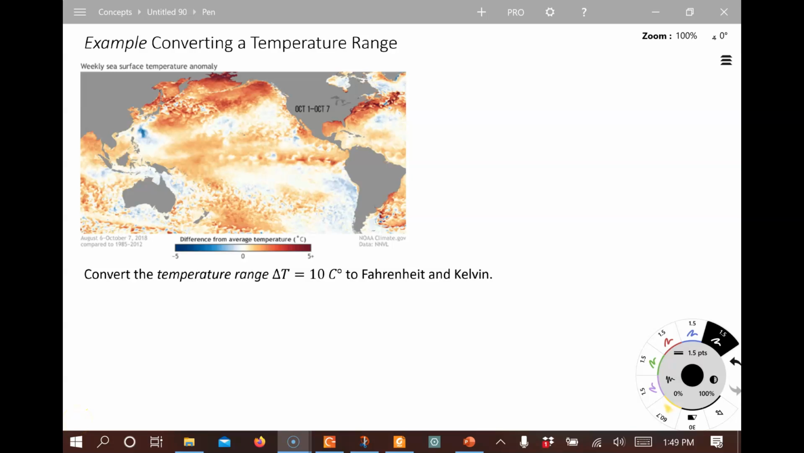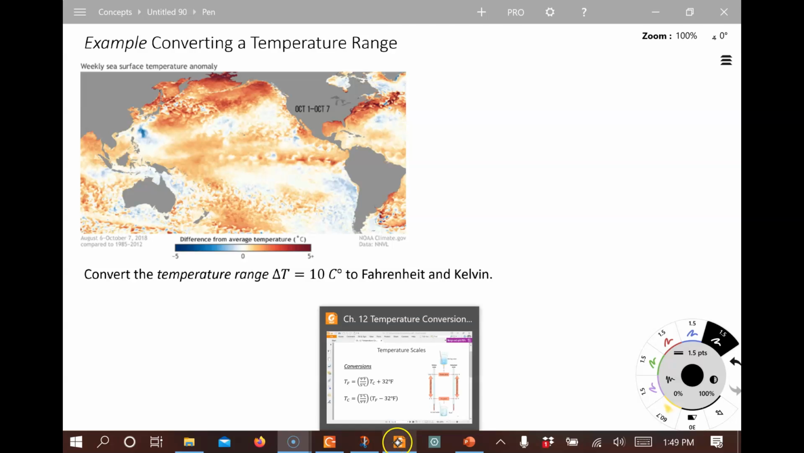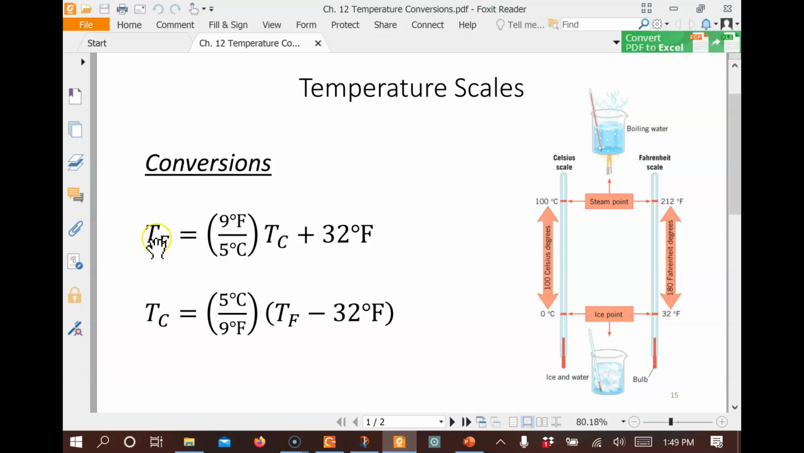Hi, this is an example problem from Chapter 12 that has to do with temperature conversions. So we're familiar with Fahrenheit temperature here, but also we know of the Celsius scale as well. And there are two different scales to assign degrees of hot and cold temperatures to objects. And they're related.